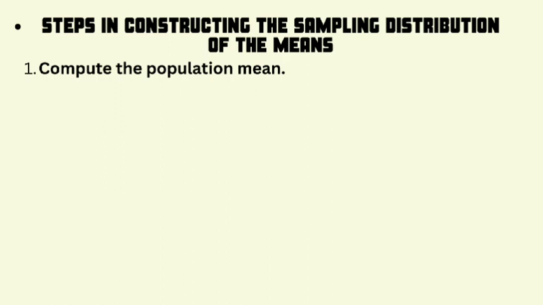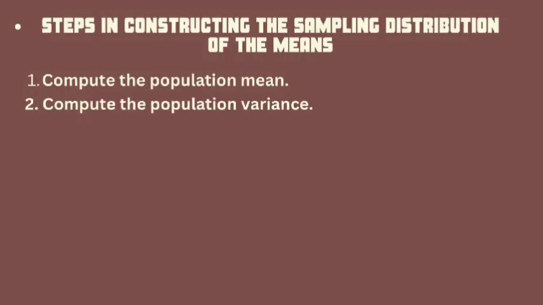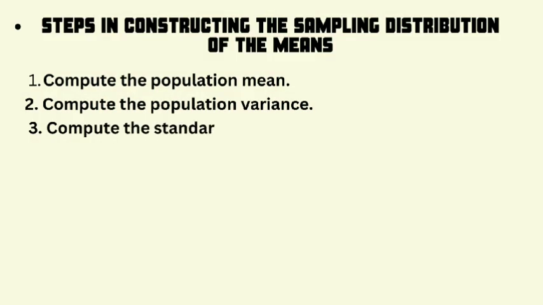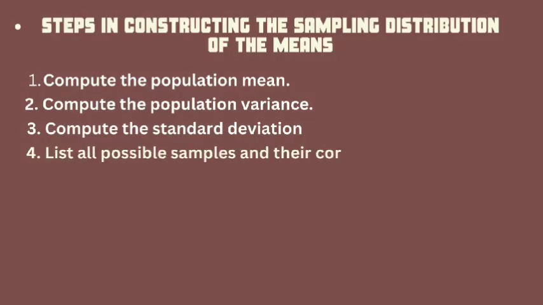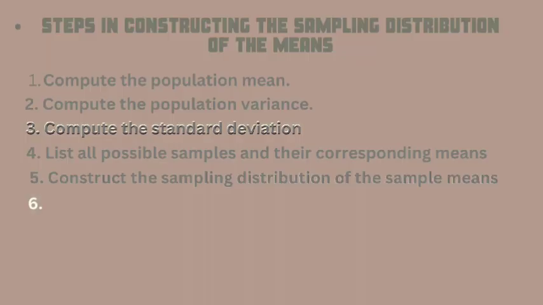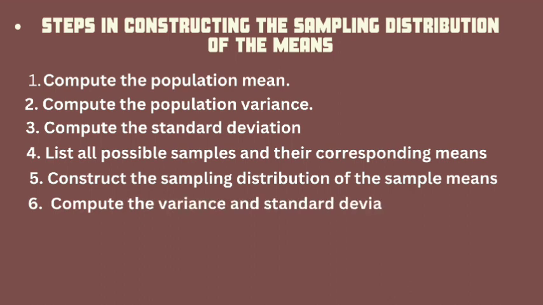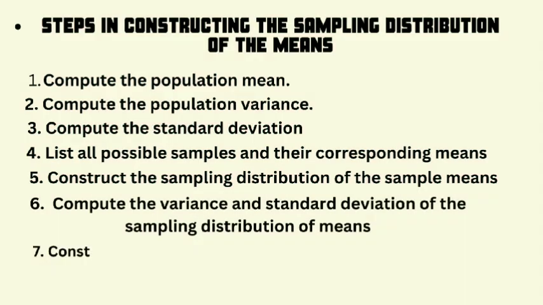First, we have to compute the population mean. Second is to compute the population variance. Third is to compute the standard deviation. The fourth one is to list all the possible samples and their corresponding means. Next is to construct the sampling distribution of the sample mean. The next one is to compute the variance and standard deviation of the sampling distribution of means. And the last one is constructing a histogram.